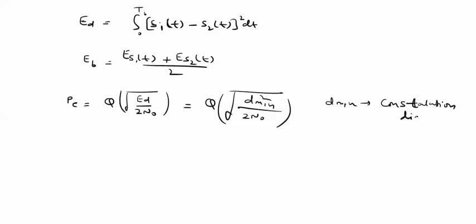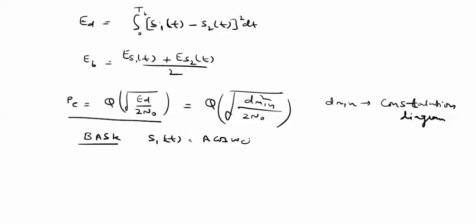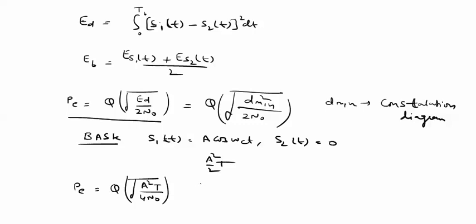D minimum comes from the constellation diagram. First we consider this idea for error calculation. In a BASK scheme, S1(t) is A cos omega c t, and S2(t) is 0. The energy for this is this much. So the probability of error can directly be written as Q of root A square T by 4N0, where N0 is the noise PSD, the power spectral density of noise.